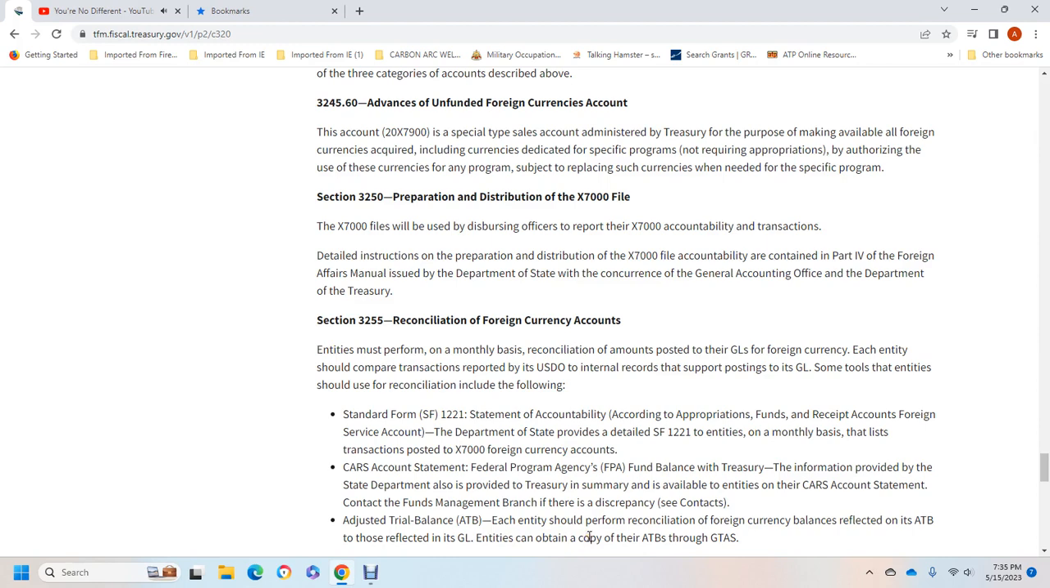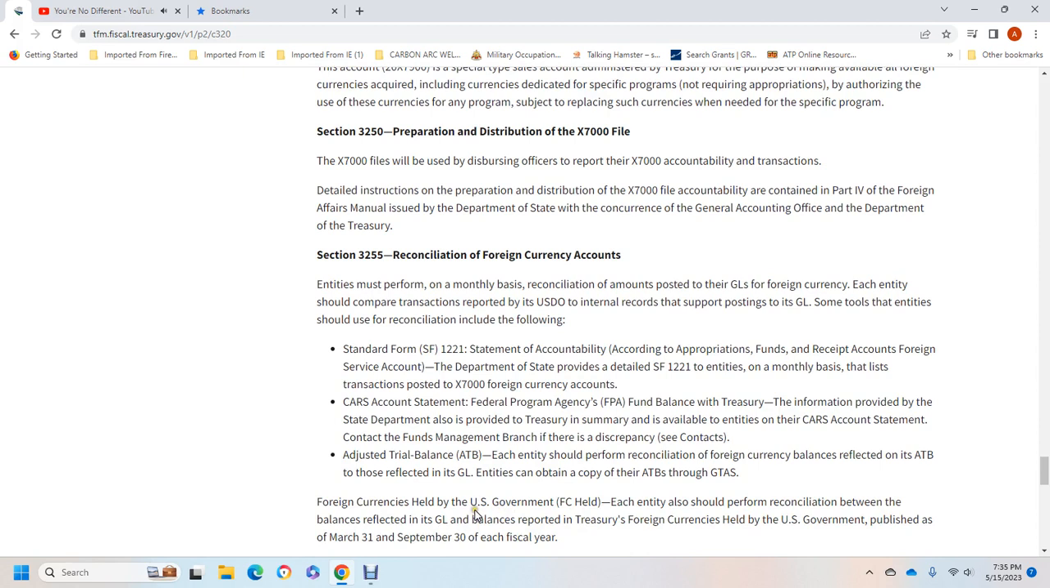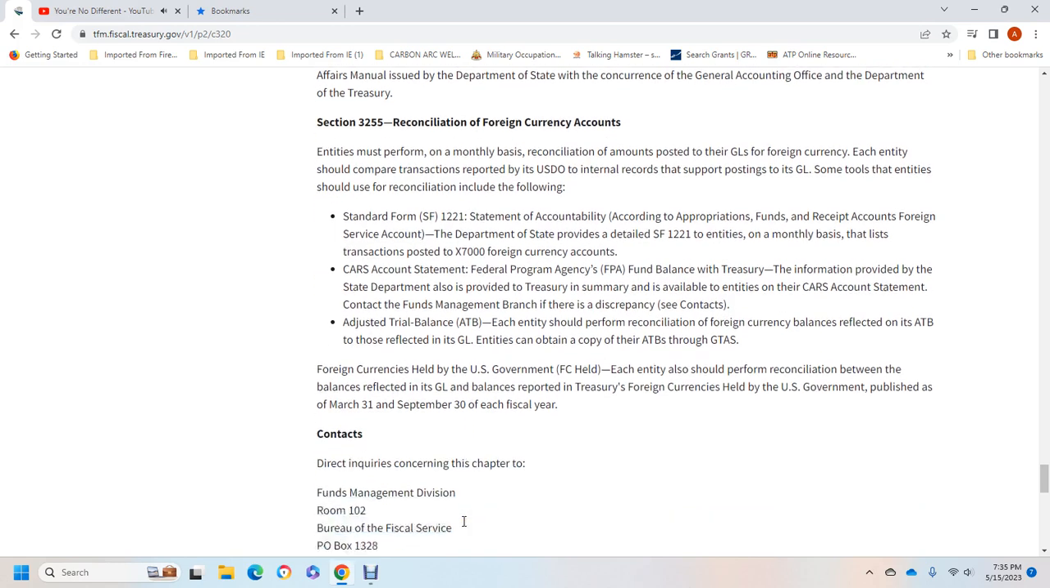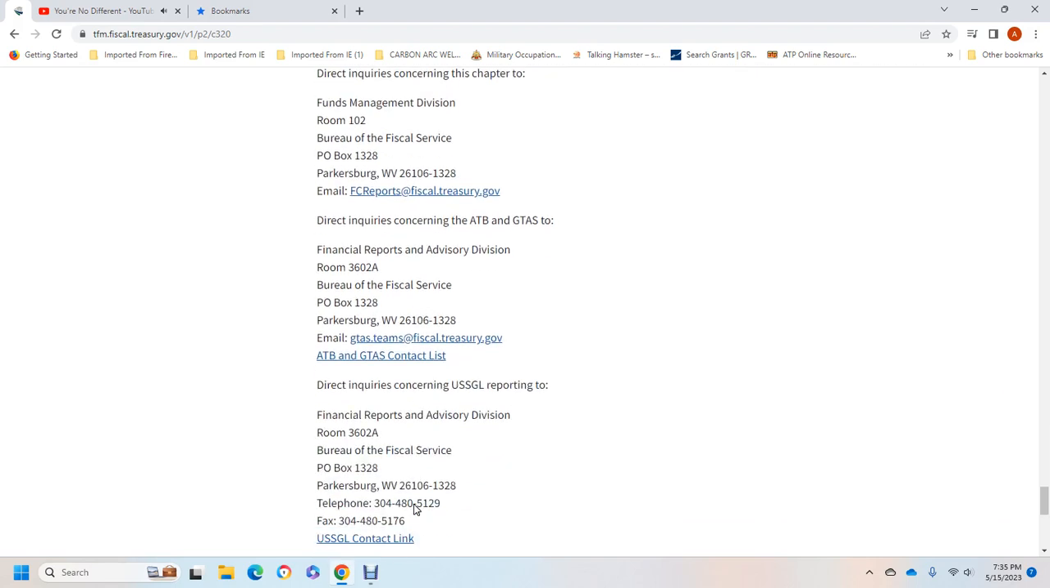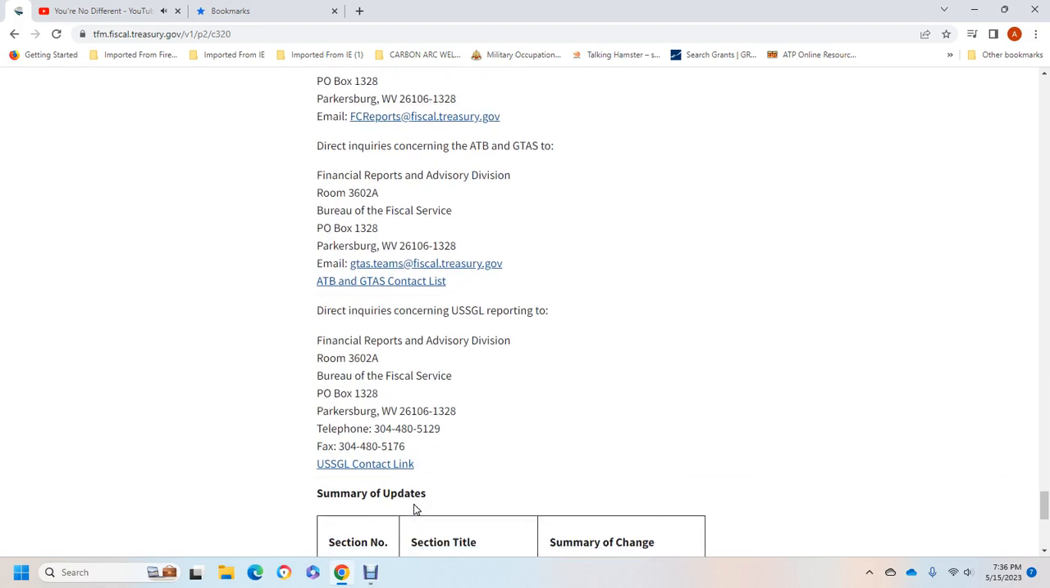Entities cannot obtain a copy of the adjusted trial balance without going through the government-wide transferable accounting. Foreign currencies held with the U.S. government, FC held with each other, and they should prepare for the reconciliation between reflected general ledger balance reported in the Treasury foreign currency held with the U.S. government, published as of March 31st and September 30th each year, for the context of the funds of the management division, financial report advisory division, Bureau of Official Services.